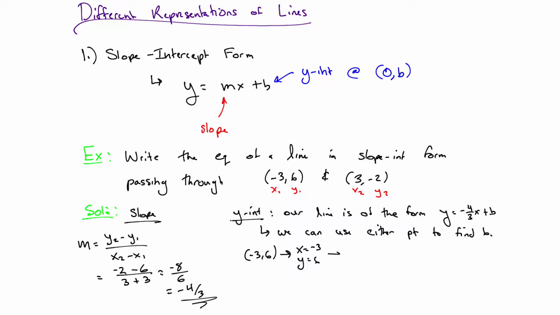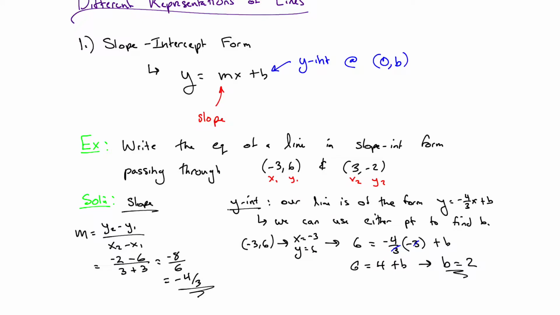Let's see that in action. So this becomes y, which is 6, equals negative 4/3 times x, which is negative 3, plus b. Nice for us, the 3 and the 3 cancel, but I still have that negative. So we get 6 equals positive 4 plus b, which gives us that b is equal to 2. Our y-intercept is 2, which means that our equation for our line in slope-intercept form is y equals negative 4/3 x plus 2. And that's how we find the equation of a line.